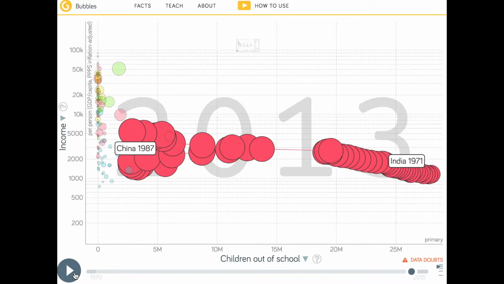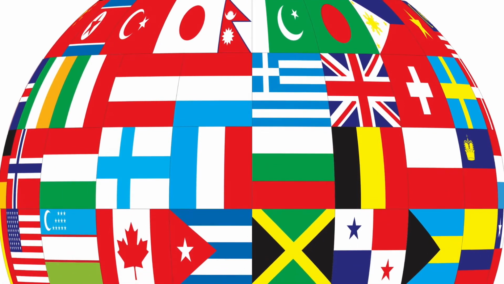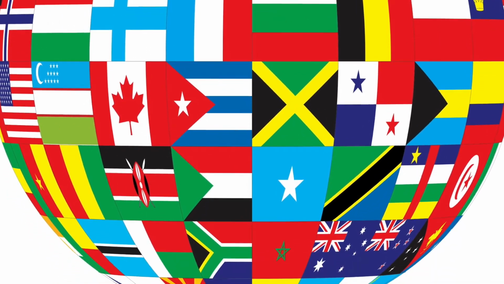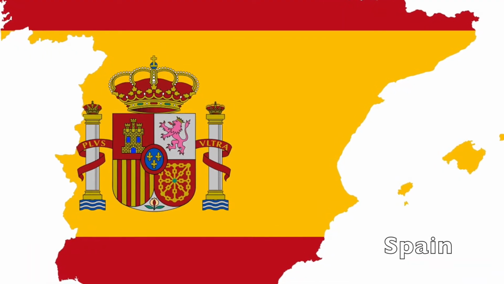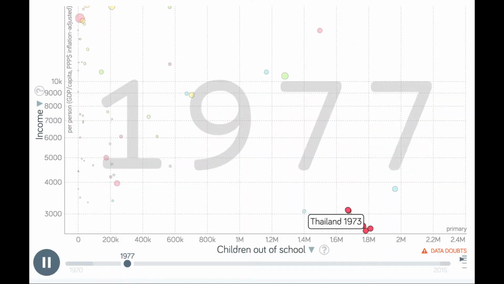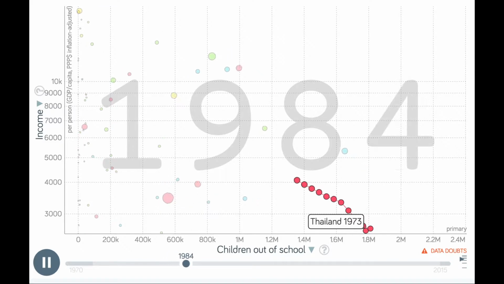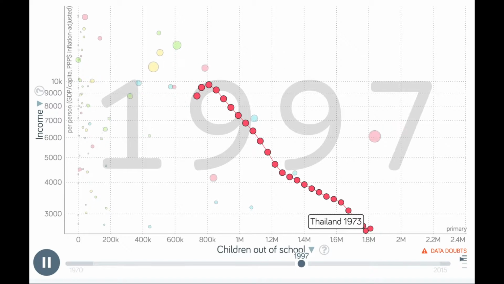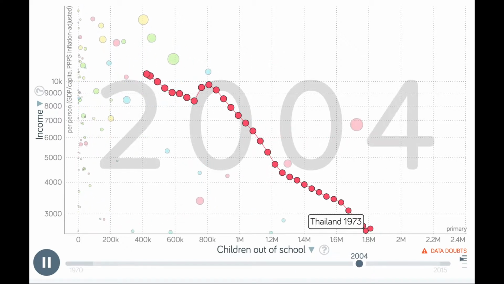It is still unclear whether primary school attendance affects the nation's income after only taking a look at these two countries. Fortunately, Gapminder allows us to look at data from many different countries. Spain and Thailand are two examples that also support the notion that more children attending school will lead to a greater income for the nation. Like India, Spain and Thailand experienced a growth in income as the number of children out of school declined. This makes sense economically because the more education people receive, the more human capital they will have. Subsequently, this will lead to a more productive economy.